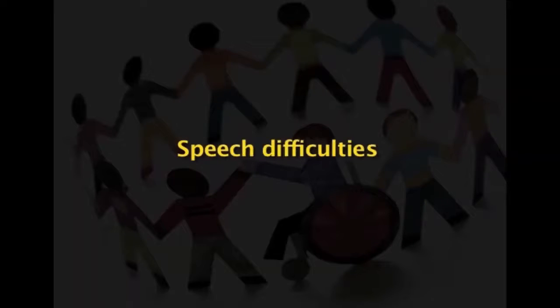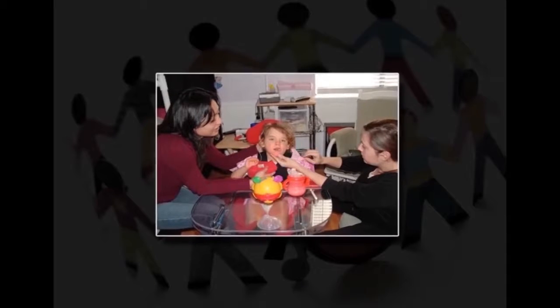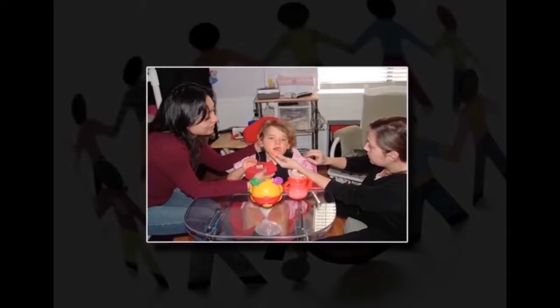Speech difficulties. Because the muscles of the mouth may be affected, sometimes people with cerebral palsy may find talking difficult. Some people may be mildly affected while others cannot say even a single word. Eating and drinking difficulties. Cerebral palsy may affect the muscles that open and close the mouth, and the movement of the lips and tongue can be a problem. Some children have difficulty even in chewing and swallowing certain foods.